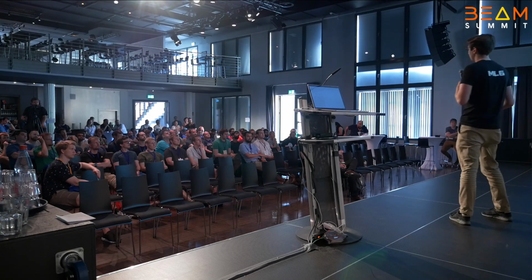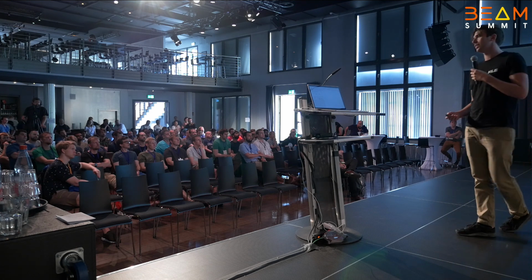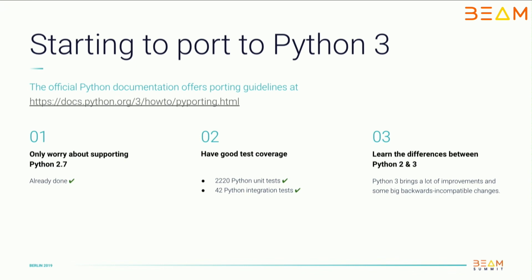Now, if you want to port to Python 3, there's a guide available in the official Python documentation, so we will follow this guide along the talk. The first step it mentions is to only worry about supporting Python 2.7, because it is the most compatible version with Python 3. This was already done in Apache Beam, so we could just check this off. The second point is to have good test coverage. It's always important when you refactor a code base to have good test coverage to catch regressions or any bugs you introduce. I can't remember the initial state, but currently there are 2,220 Python unit tests and 42 Python integration tests in Beam, and those were a very big help during the porting process.